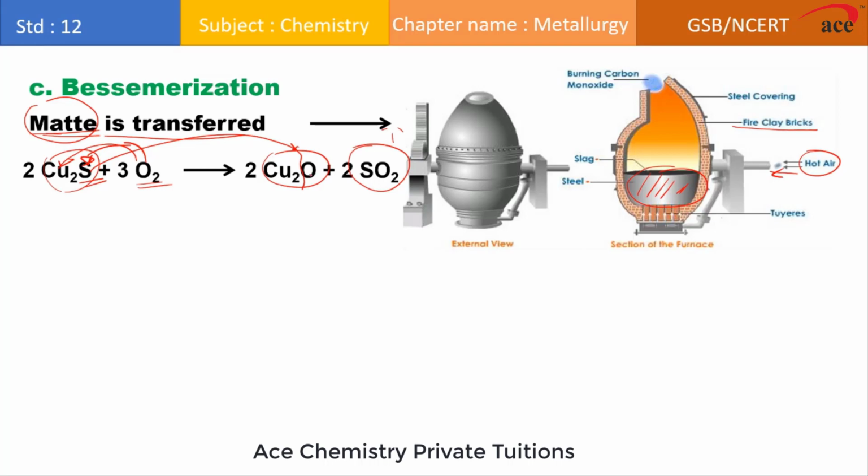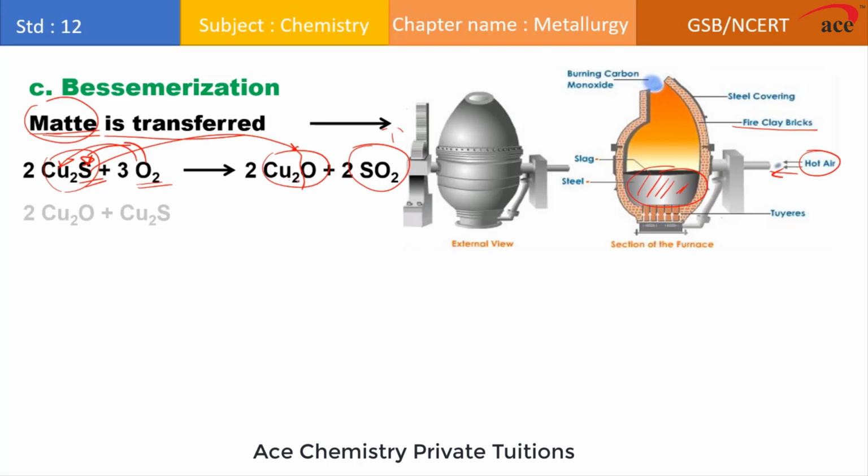Generally, to remove oxygen, we add what? Different chemical reagents, but in this case, there is no need to add any external reducing agent. In case of Bessemerization, oxidation takes place, and the reduction does not require any reducing agent. So this we can refer to as what? Auto reduction. Auto reduction is what? Self reduction.